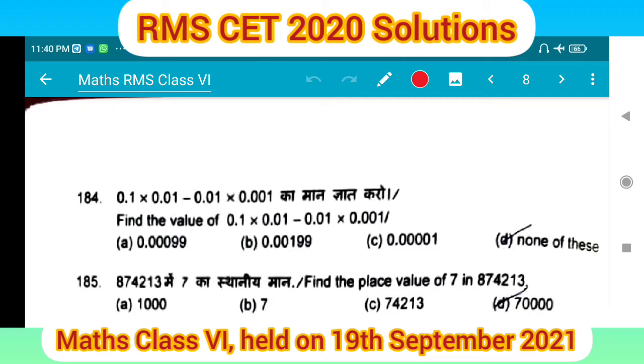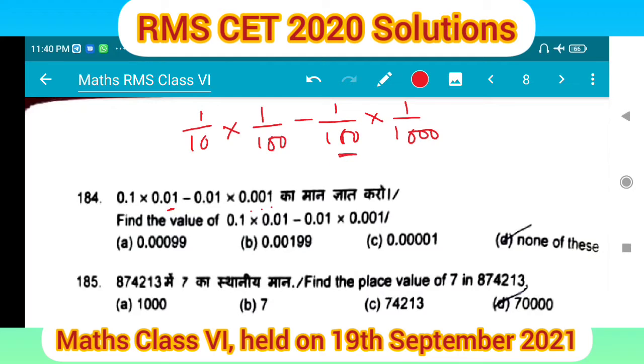See, here also you can take common or simplify. 0.1 means 1 by 10, into 1 by, the point after has 2 digits, so 2 zeros are put here, minus 1 by 100 into 1 by 123. Now see, what is the common? 1 by 100 is the common, so take common 1 by 100. So here is 1 by 10 minus, and here 1 by 1000.